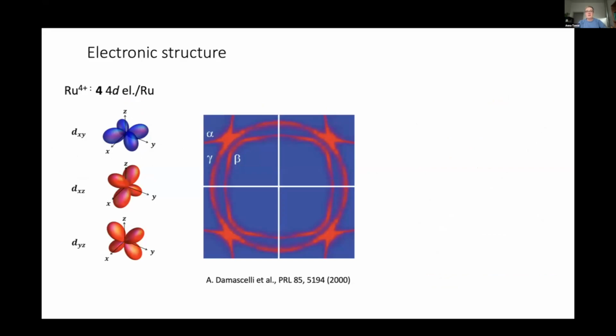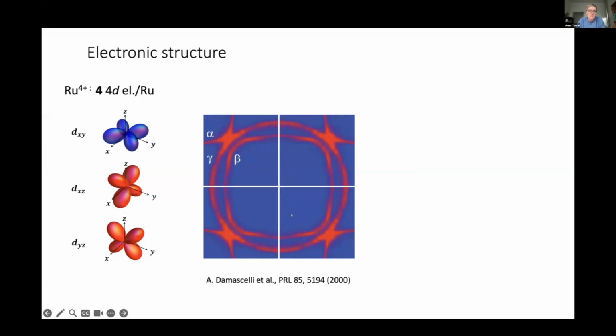So a few things about the low temperature Fermi liquid state. You have 4 electrons in a 4D ruthenium shell, which are distributed over the 3 t2g orbitals. And the Fermi surface, as you see it here in the center, consists of a large circular Fermi surface called gamma and 2 square-like pockets called alpha and beta.